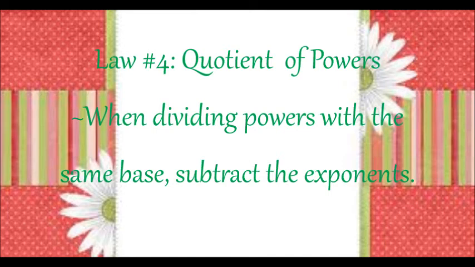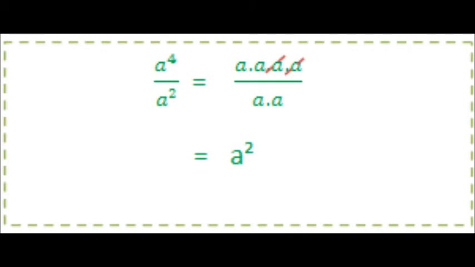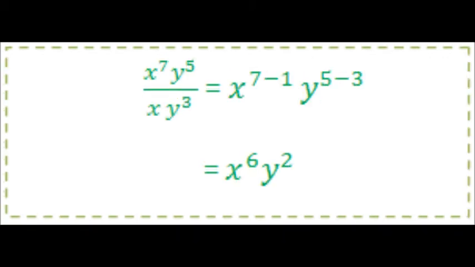Law number 4. Quotient of powers. When dividing powers with the same base, subtract the exponents. Examples: a to the fourth power over a squared equals a squared. They have the same base a, so you can subtract their exponents 4 and 2.